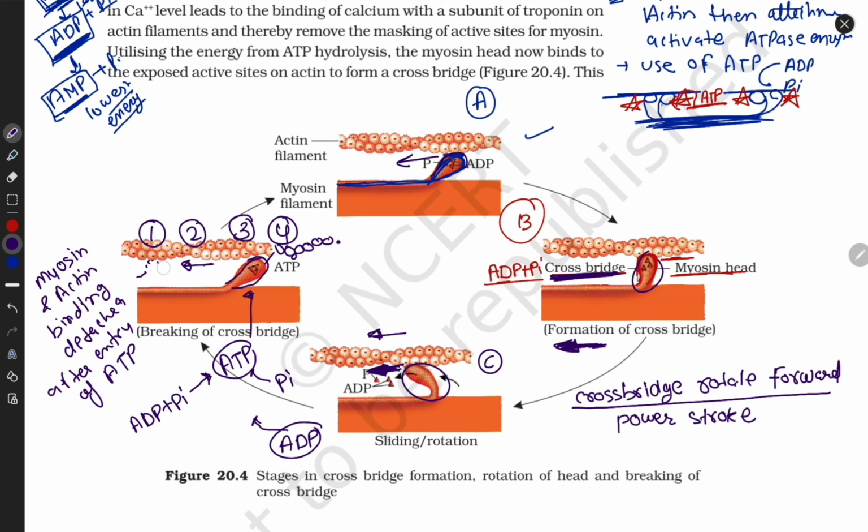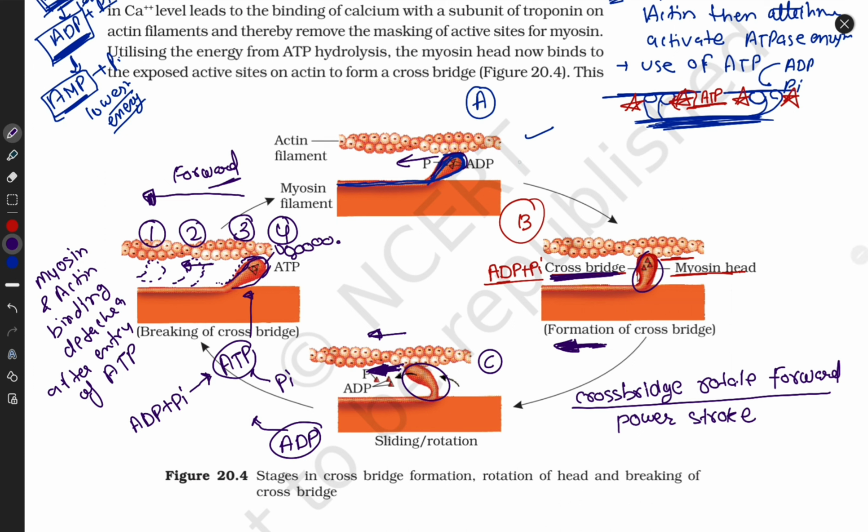First they bind the myosin head at this position, ATP comes, they detach. Then bind to second position, ATP comes and they detach. Then bind at third position, ATP comes and they detach. Then bind with fourth position, ATP comes and detach. So they push actin towards the center, towards the forward. So this is the whole mechanism of contraction of muscle.